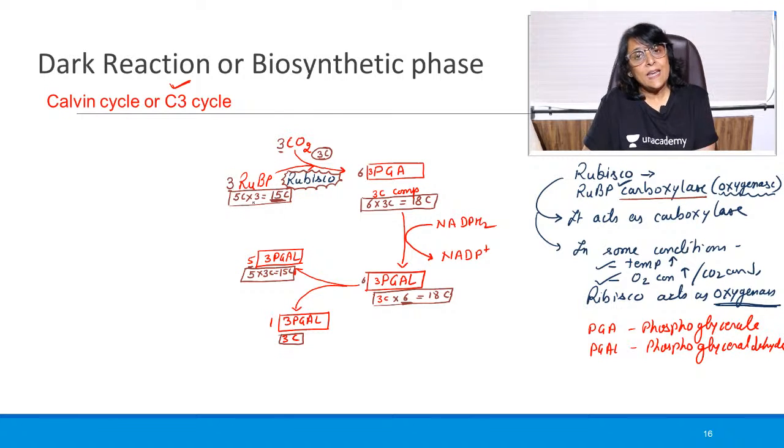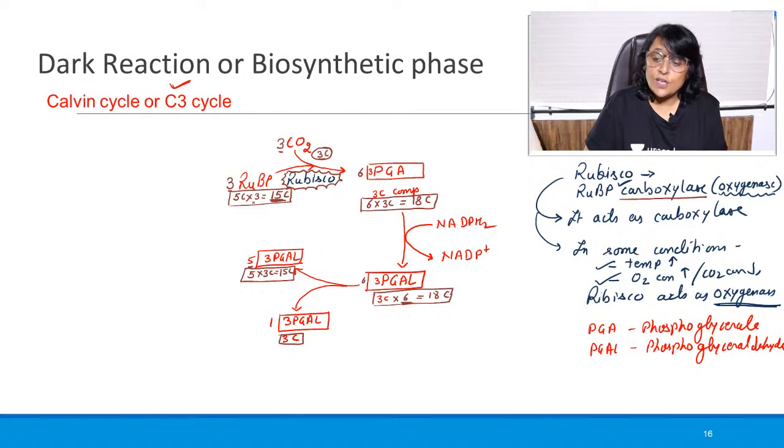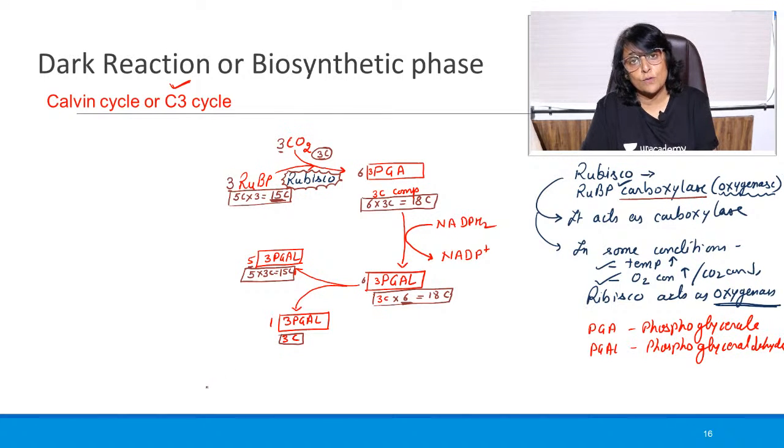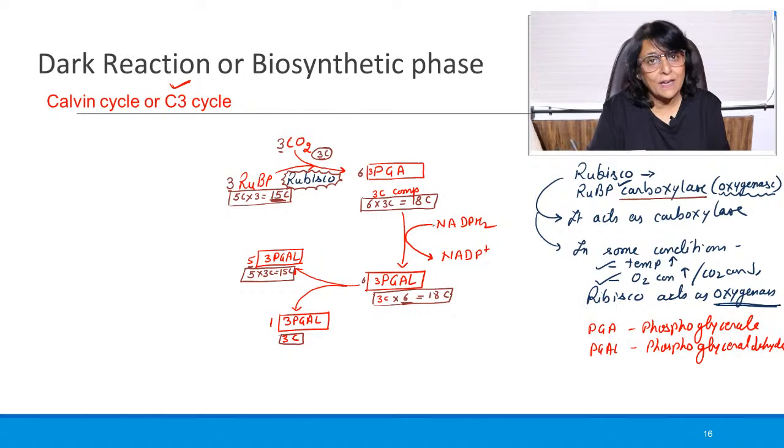Now, when this redox reaction is taking place, reducing power is required. Don't you think energy is also required, and how many of these reducing power molecules would be required? To reduce 1 PGA into PGAL, 1 is required. We have how many? 6. So there would be 6 NADPH2 getting oxidized into 6 NADP.